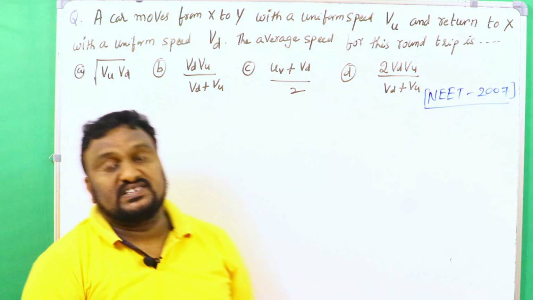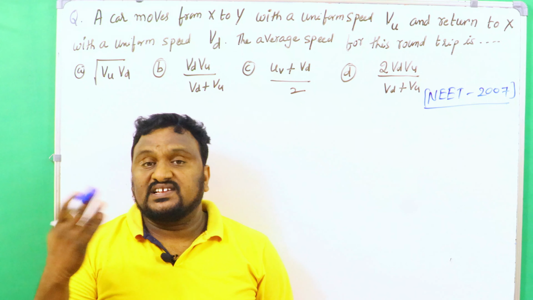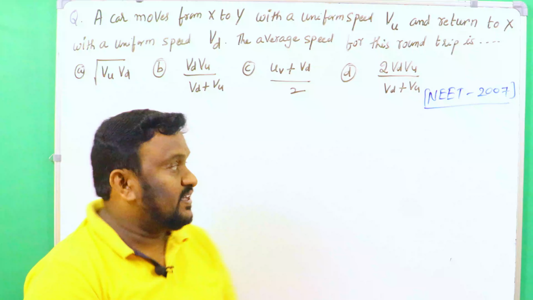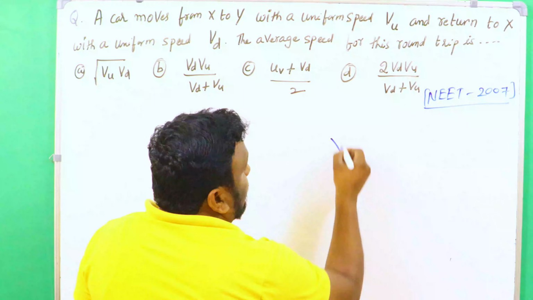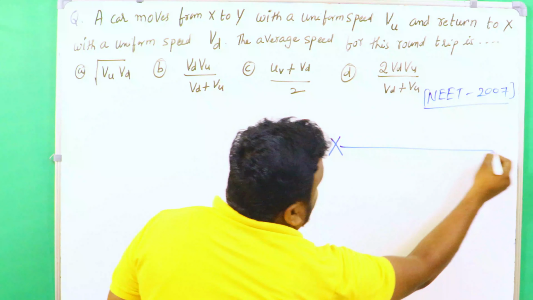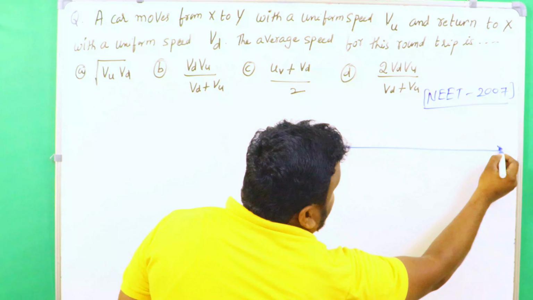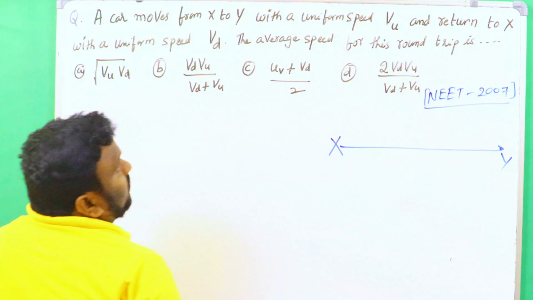So already we discussed here, the distance is the same. The car starts from X to Y. So from X to Y, with what speed was it moving?